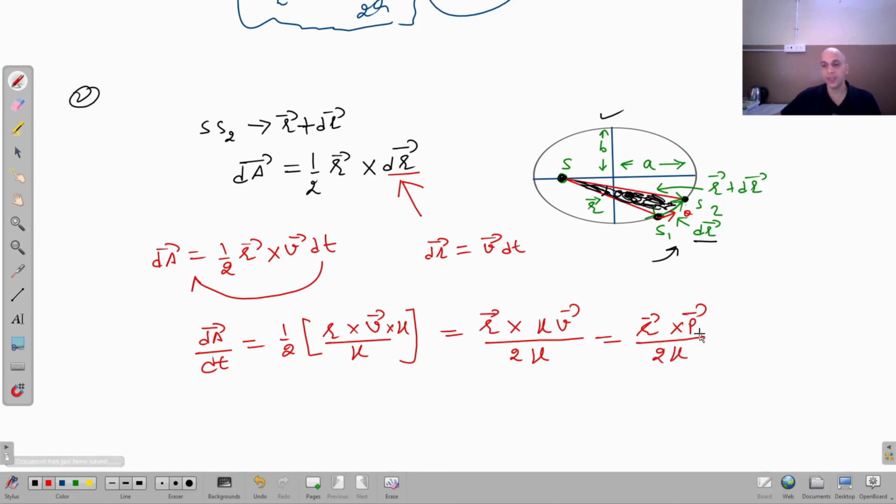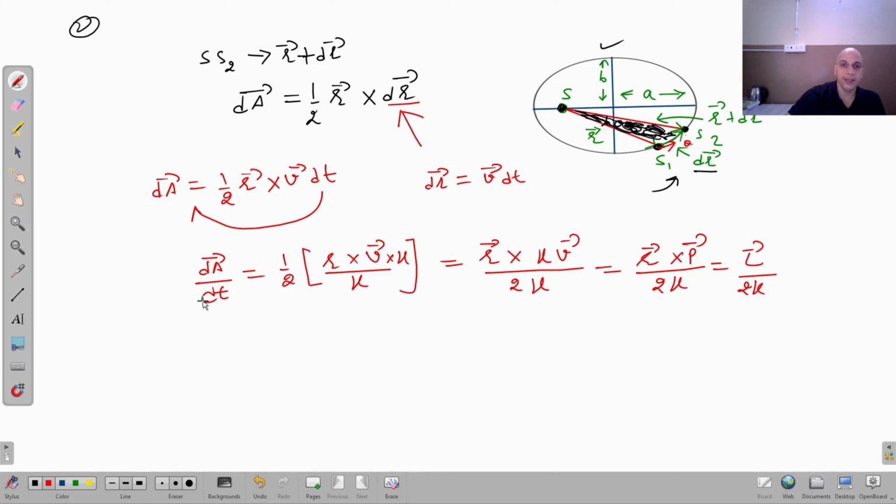Now what is r cross p? It is L, the angular momentum. So dA upon dt is equal to L upon 2 mu.